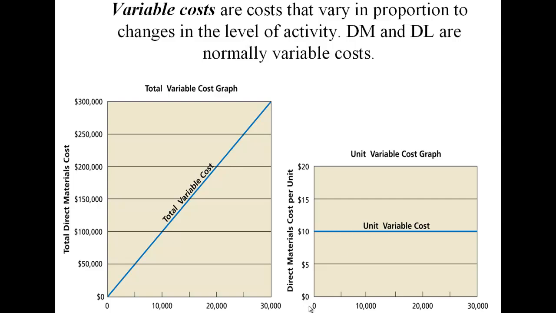So this is our relevant range over 0 to 30,000. It's going to stay $10 per unit. And what if we got over 30,000? Then perhaps the per unit price is going to drop a little bit because we're purchasing so many of those components. Maybe it drops down to like $9.70 or something like that. But this is our relevant range there, 0 to 30,000. We can see that once again right here.